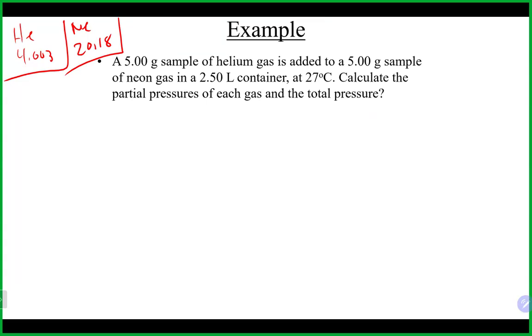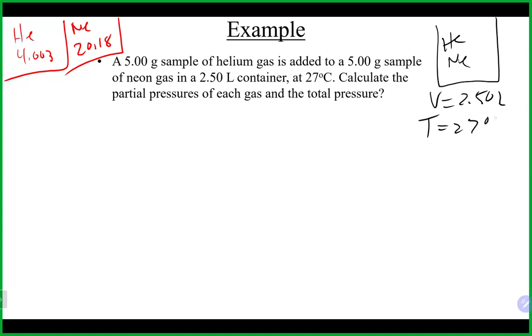Okay, let's take a look. So basically, we have a container here, and we've got some helium in there. We've got some neon flying around. We know that this container has a volume of 2.5 liters. We also know it has a temperature of 27 degrees Celsius. So we do want to calculate the partial pressures, which essentially means we're going to use, again, our ideal gas law here. And we're basically going to use it twice, one for each gas.